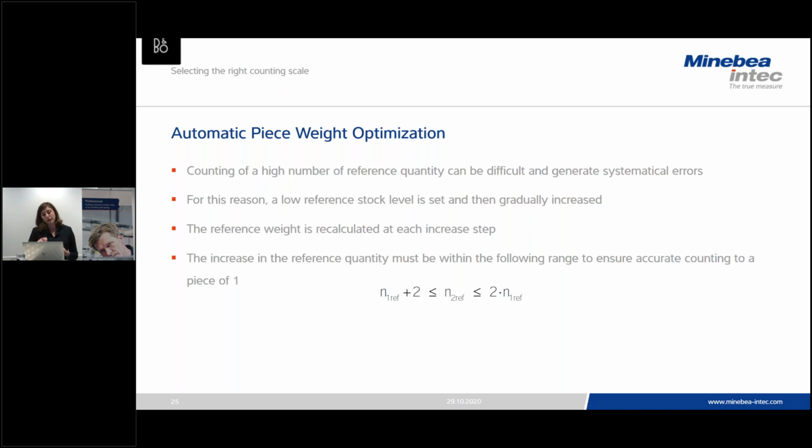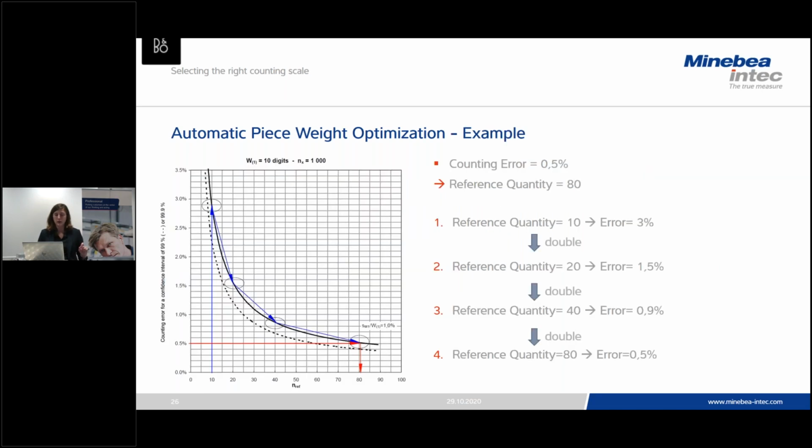For this, you just have to follow one rule. In my example, I had 10, so it has to be 2 times bigger. I have to have at least 12 and a maximum of 20. So I can put on the scale 2 to 8 screws. And this is then called the automatic piece weight optimization. I have an example for it, and we will also see it in the live example that I will show you at the end of the presentation.